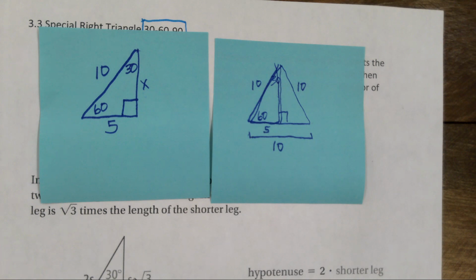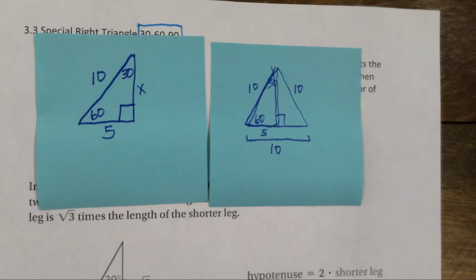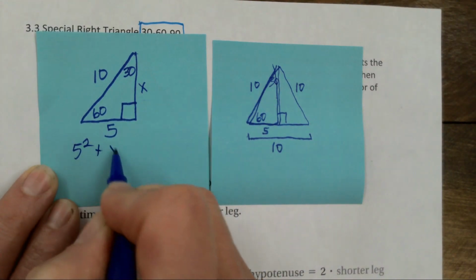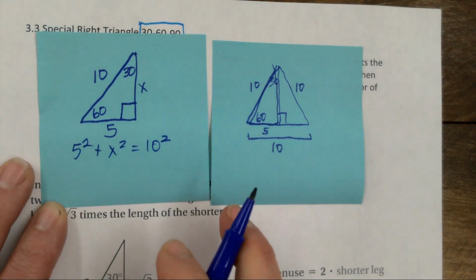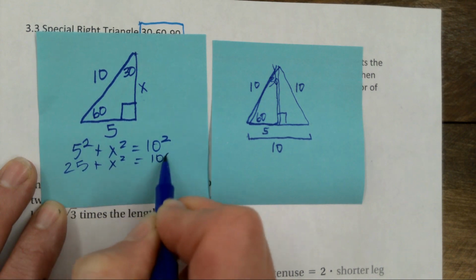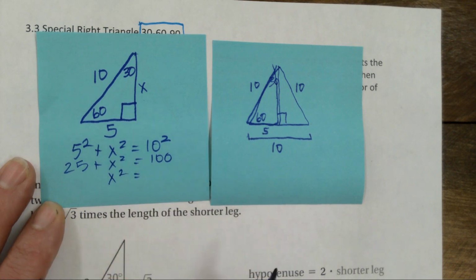Exactly. Pythagorean theorem. Remember we learned that? If you have two sides of a right triangle, you can find the third side of the right triangle. A squared plus b squared equals c squared. What kind of equation can I set up with this? 5 squared plus x squared equals 10 squared. Let's do the math. 25 plus x squared equals 100. X squared then equals what?